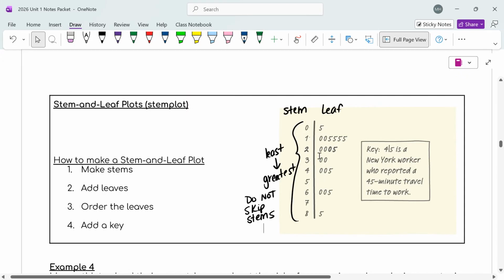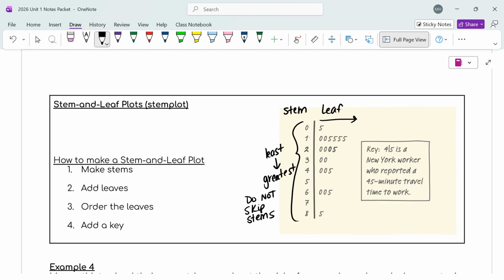The leaves need to also have numbers going from left to right in ascending order. So we have 0, 5, 5, 5. They need to be in order, lowest to greatest, going that way as well.